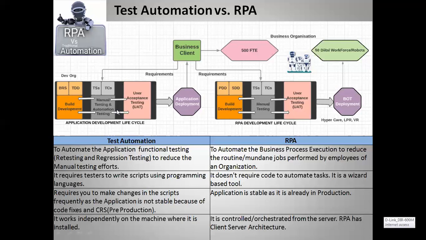You might be wondering why we can't use test automation tools for RPA solutions. The test automation tools work independently on the machine where they are installed. But in RPA, the tools are controlled from the server. It's client-server architecture based, so all the robots and robot missions are controlled or orchestrated from a server. So these are the major differences between test automation and RPA.